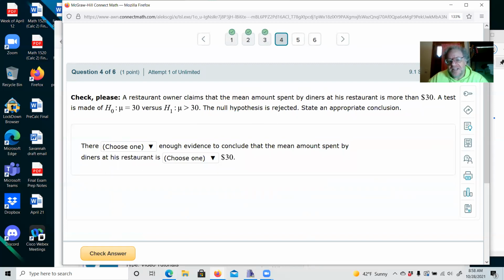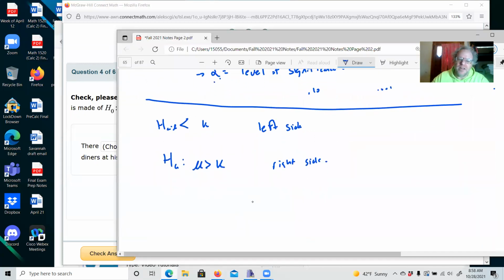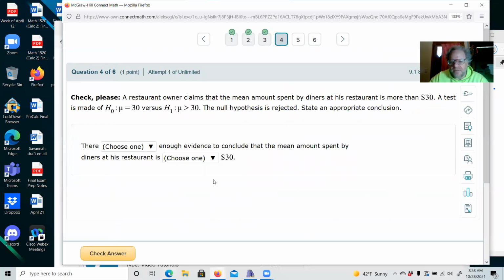It's normal. A restaurant owner claims that the mean amount spent by diners is more than $30. Test is made, H0 equals $30, but you're saying, no, it's more. They spend more. They reject the null hypothesis. So they said this is not correct. Let's go ahead and write it down so I can mark it. H0, mu is equal to 30. HA, mu is greater than 30. And we say that the null hypothesis is rejected.